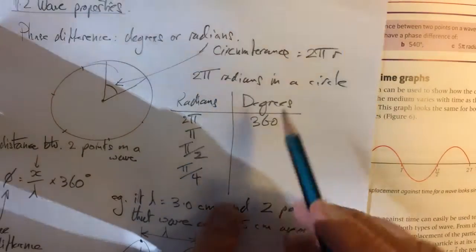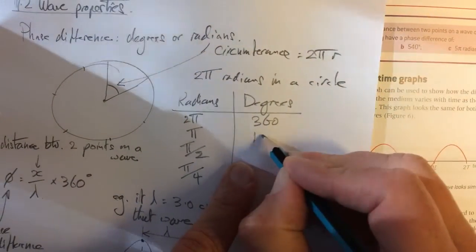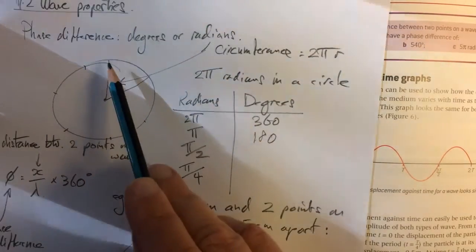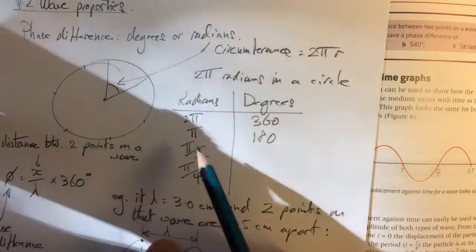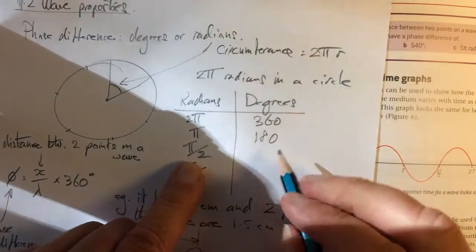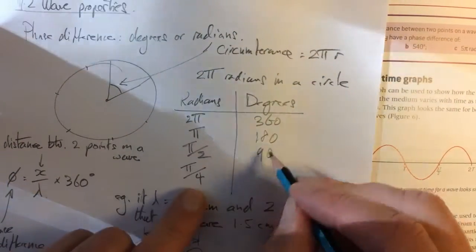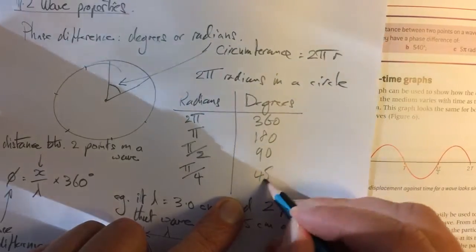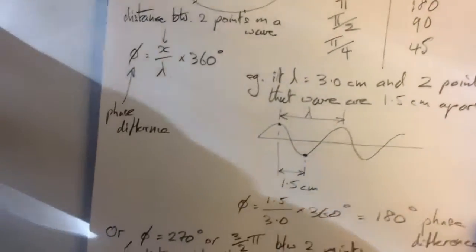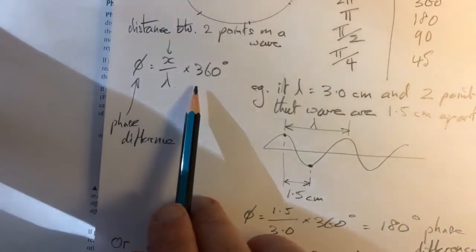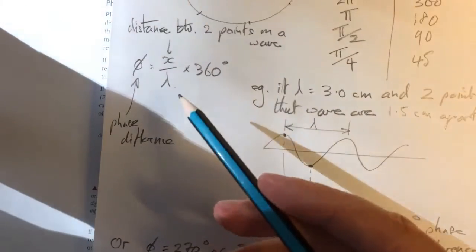What did you get for pi? Did you get 180? That's pi radians, isn't it? 3.14 radians. Pi over 2 surely must be 90 degrees, and pi over 4 must be 45 degrees. Super duper. That's that. In the book, you got this funny old equation which labours the point that you might find obvious.